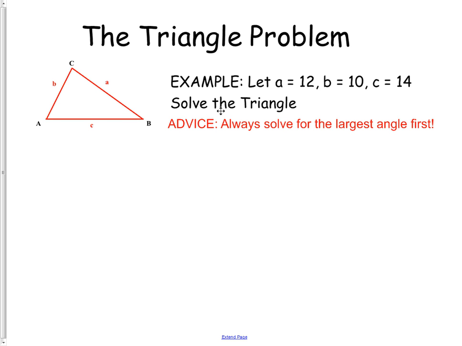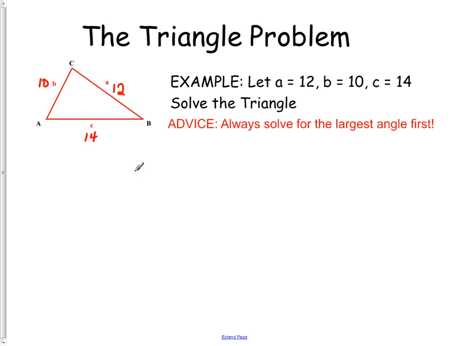Our example here is we're going to let side A equal 12. Let me write this on my board. So side A is equal to 12, side B equal to 10, and side C equal to 14.